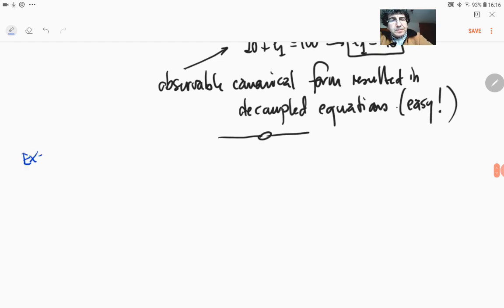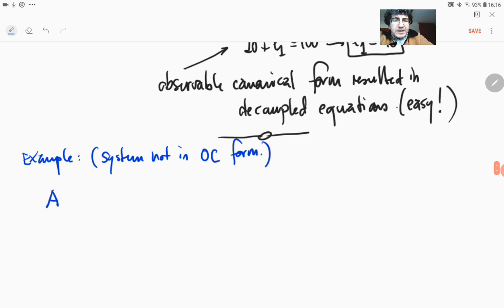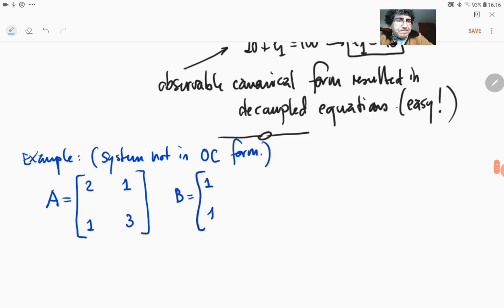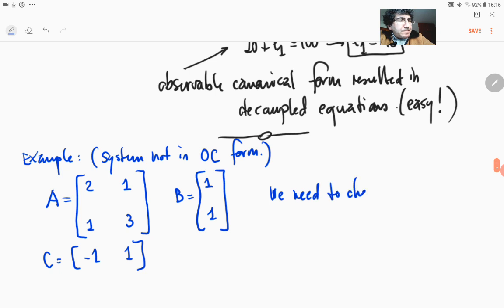Okay, another example. System not in observable canonical form. Okay, here we go. We have A matrix given as 2, 1, 1, 3. B matrix is given as 1 and 1. And the C matrix is given as minus 1 and 1. Now, the system is not in observable canonical form, so this time we need to check that the system is completely observable.